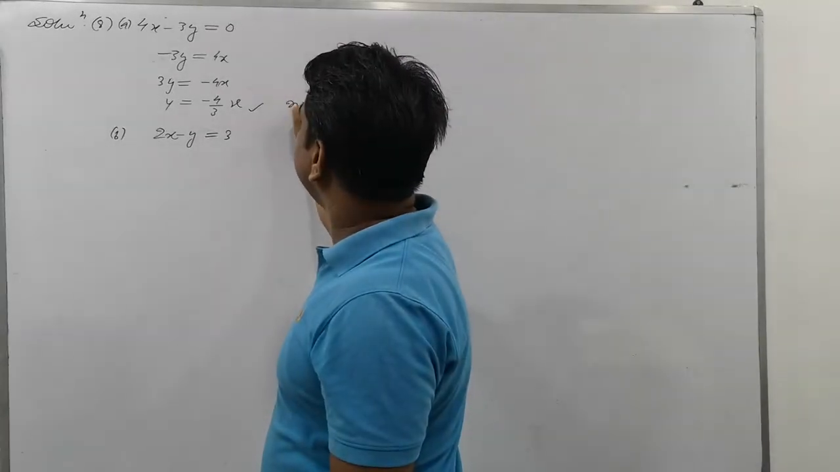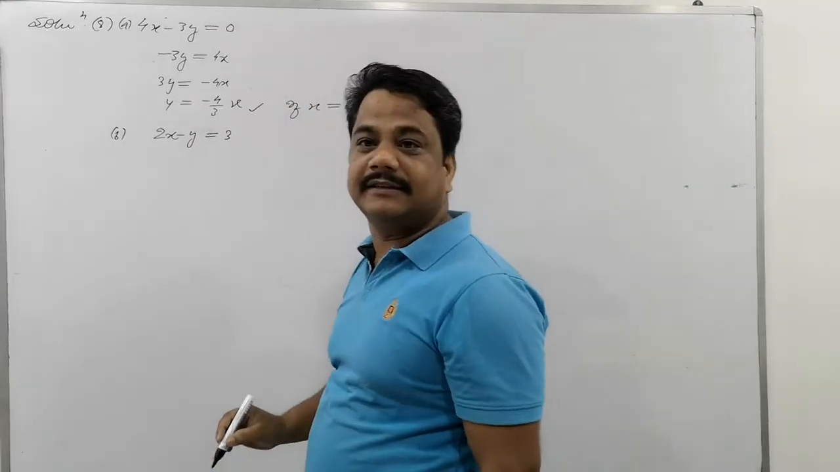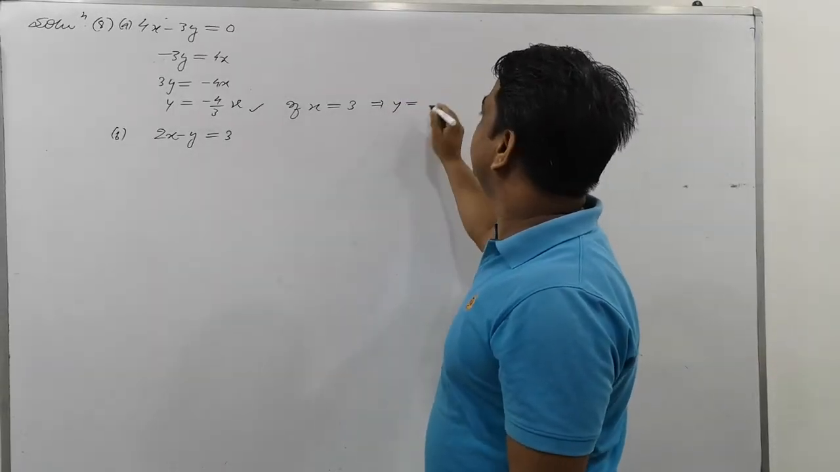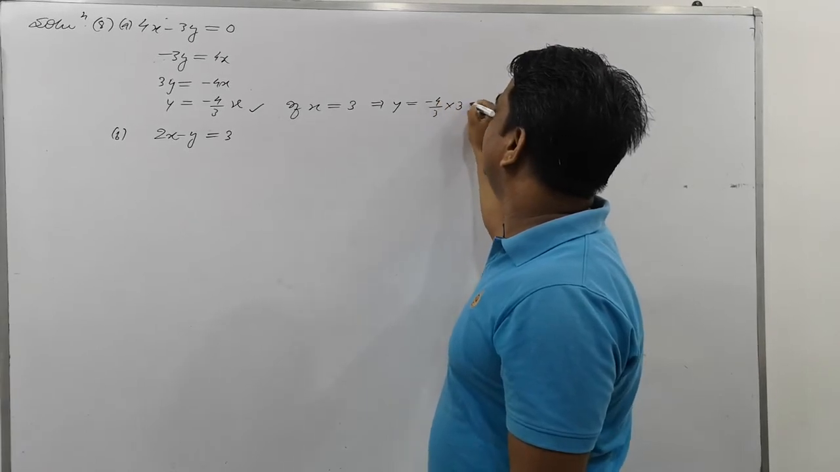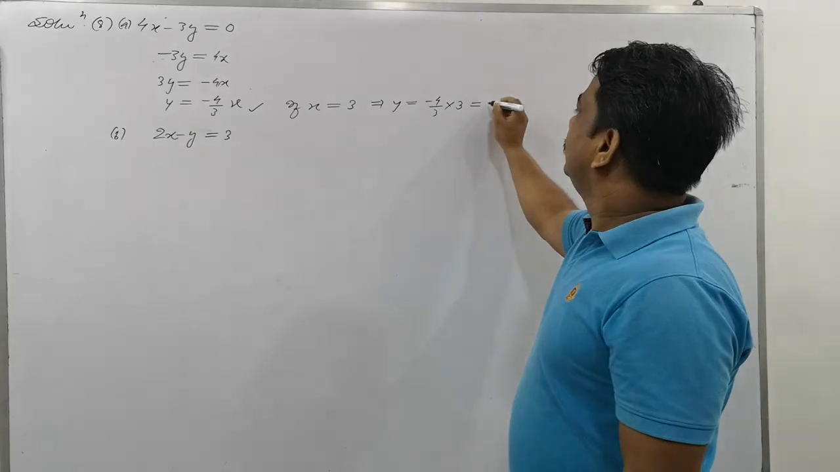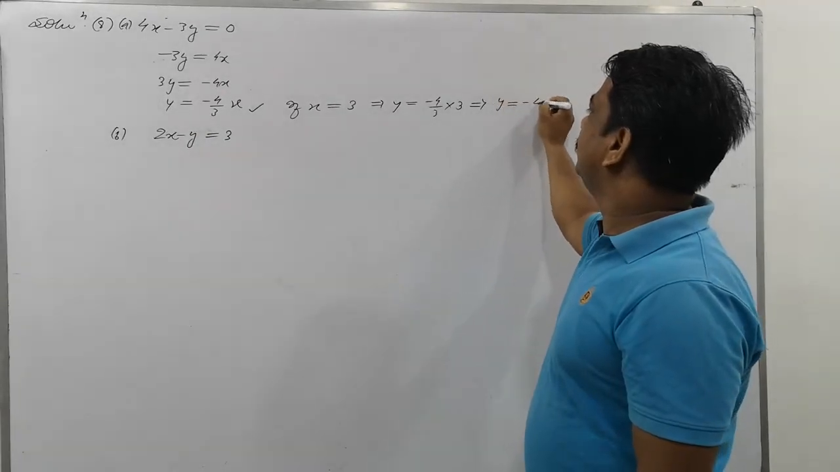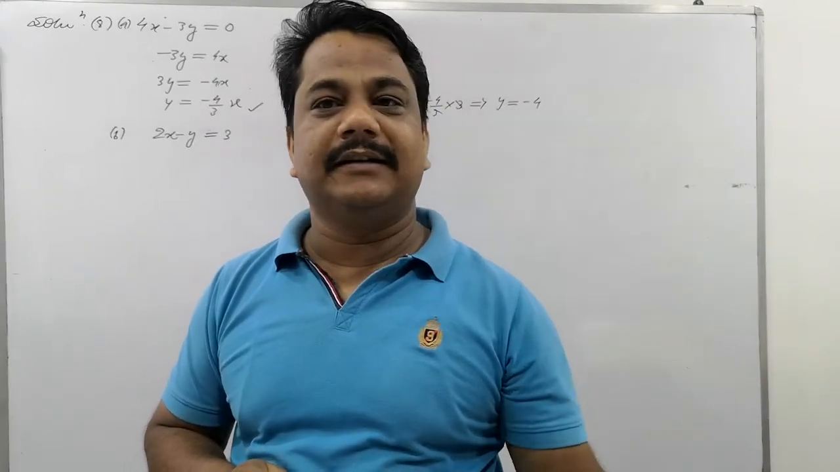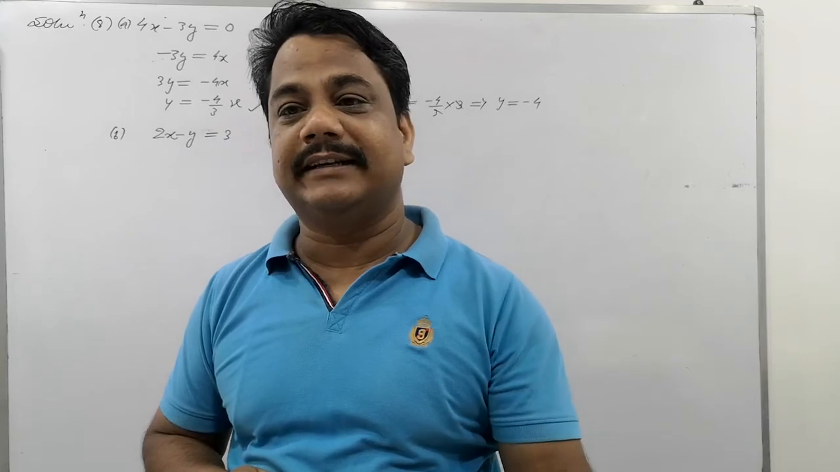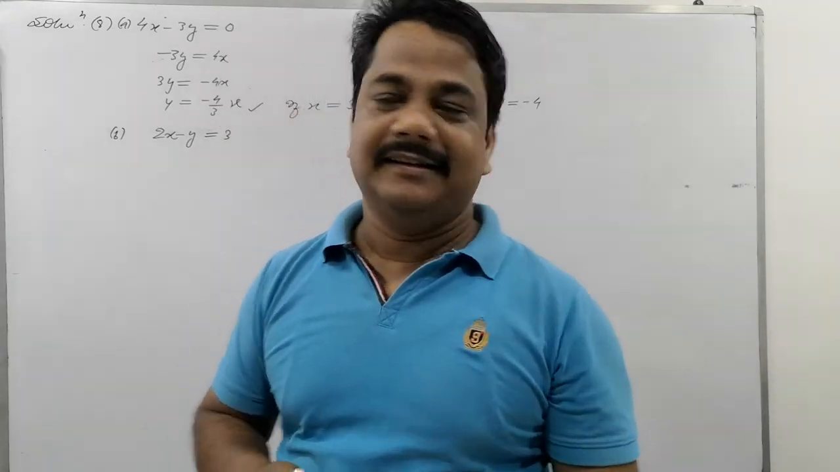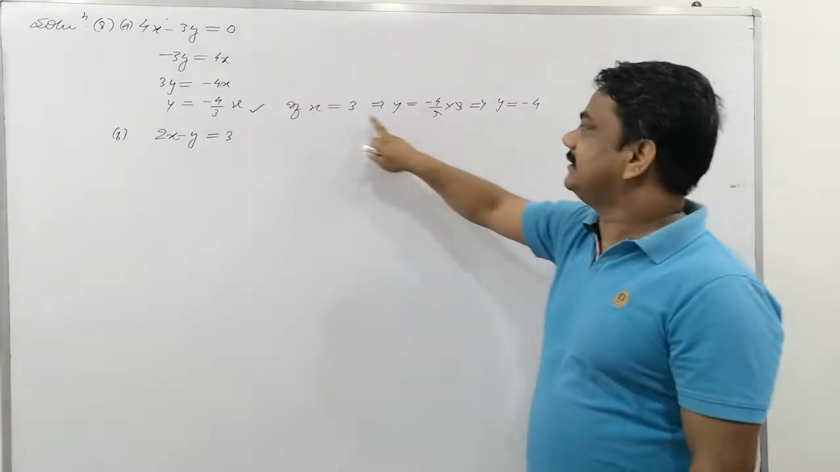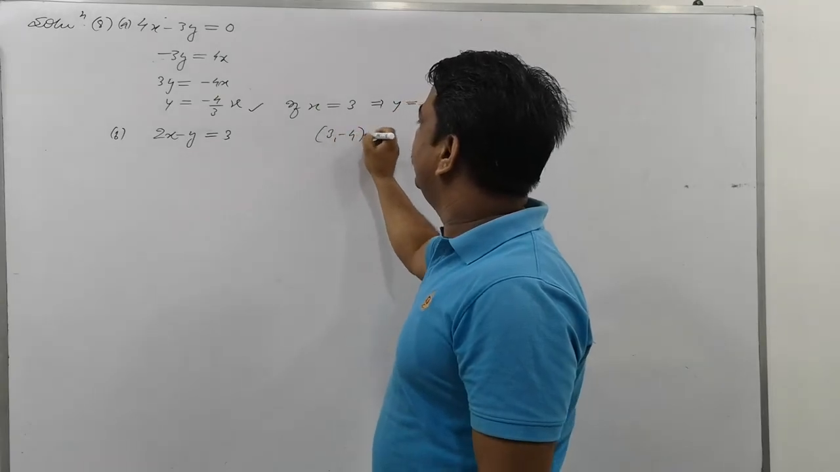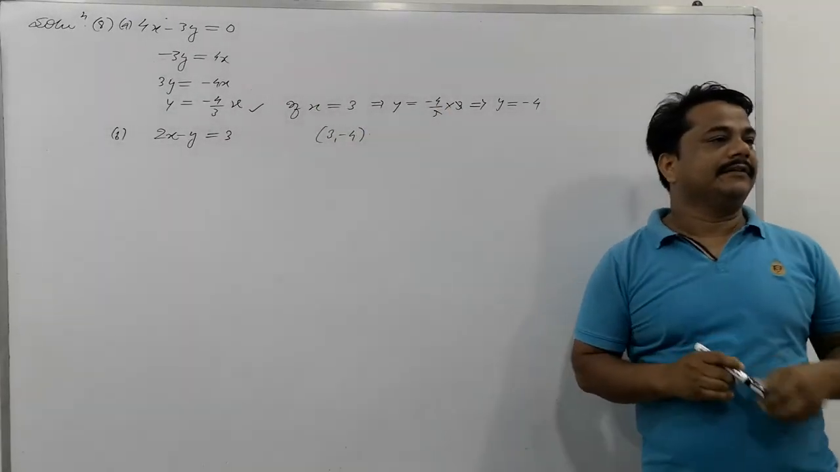If x is equal to 3, then y is equal to minus 4 by 3 into 3, which is minus 4. You can take 0, 1, 2, minus 1, but it's good to take x as a multiple of 3. Only one solution is to be found. So x is 3, then y is minus 4. So one solution is 3 and minus 4. This is the answer for that question. Clear?